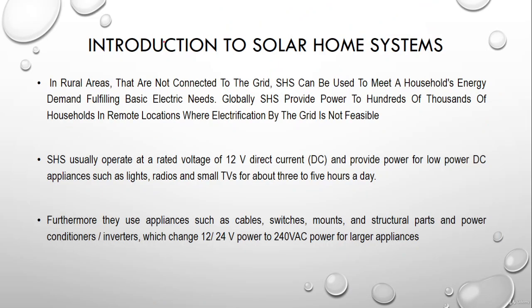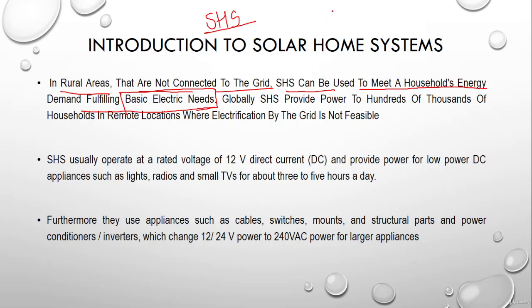Basically, solar home systems are very useful in rural areas that are not connected to the grid supply. They are still lacking grid supply, so they can go with the solar home system with a battery-operated system. A solar home system can be used to meet the household energy demand and fulfill basic electricity needs. Whenever we talk about basic electricity needs, it means a smaller amount of power that we can supply through the solar home system. But whenever we want a larger amount of power generation, we can go for an on-grid or hybrid solar system design.